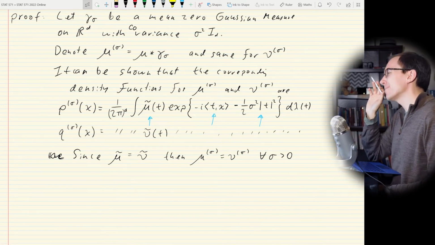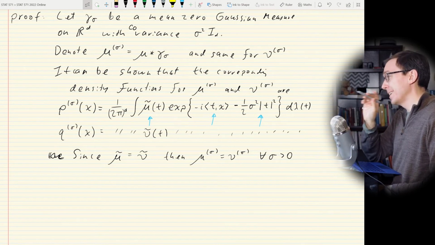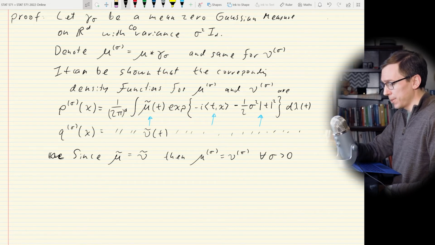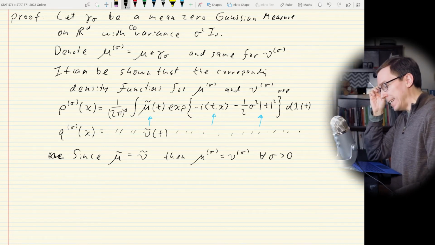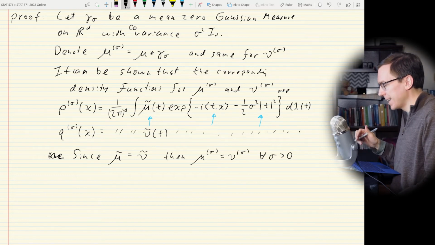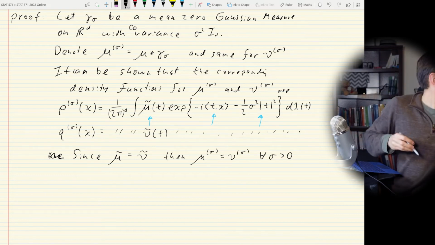Anyway, what we want to do is take sigma to 0, because what we're saying is I can convolve with any Gaussian measure with positive variance.